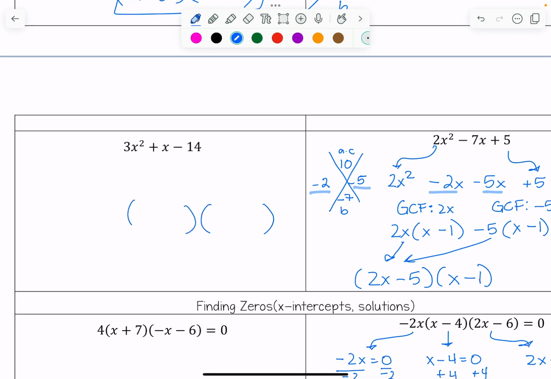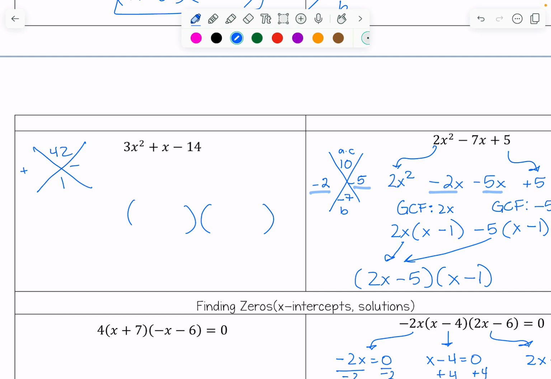I showed you the way over here that I've taught you in class where you do a times c, so 3 times 14. Let me go ahead and plug that in over here. 3 times 14, which is 42. And what adds to 1? Now, 1 has to be positive and negative for them to subtract away to 1. But you can also do it this way.